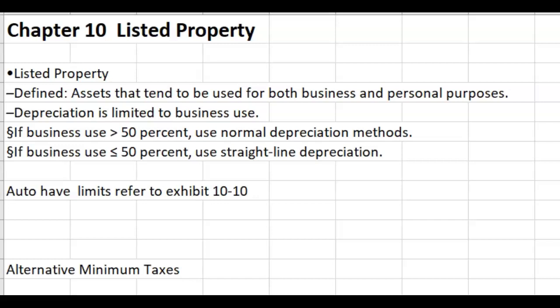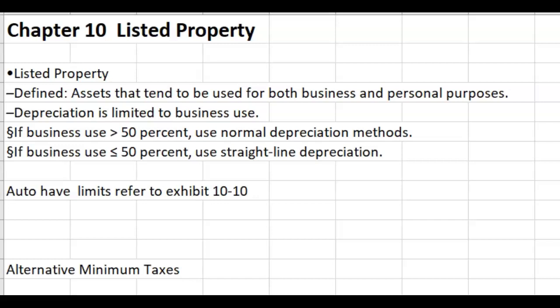There's also recapture of previous depreciation when you go less than 50% of business use, and I'll go over that with you after you study recapture in a future chapter.